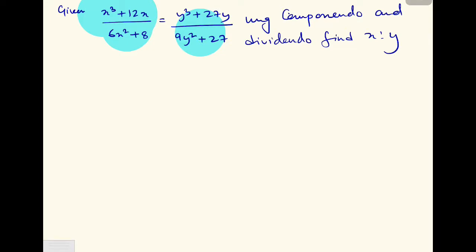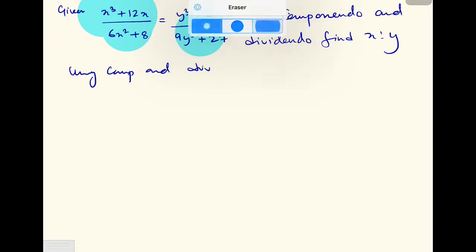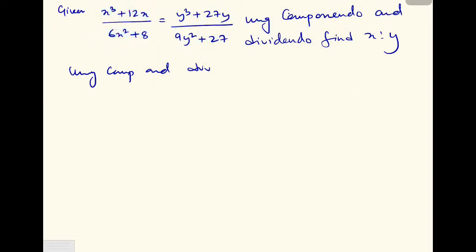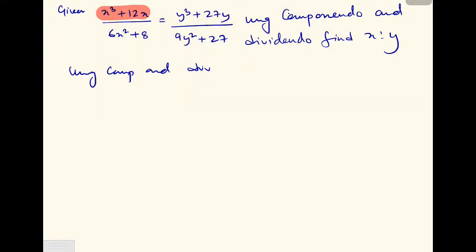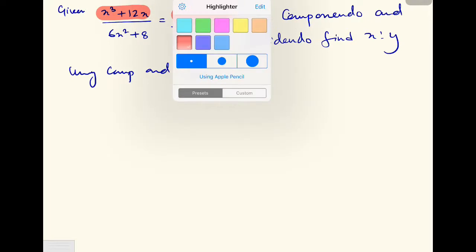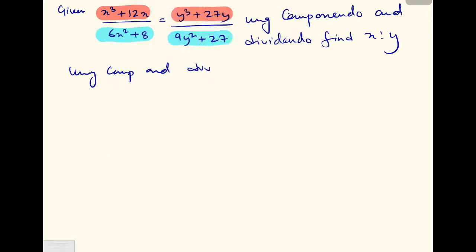Okay, right away I will use componendo and dividendo. So using componendo and dividendo, let's start. What do I get? Let me show you here. Let me highlight with different colors. The red ones are the numerator, and the light blue ones are the denominator. So that way it becomes easy.